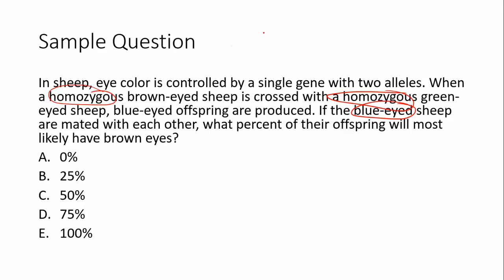So let's say we have brown and we have green-eyed sheep. You've got one that's got 2 genes for brown and another one that's got 2 genes for green. Well, if those two mate, all of their offspring are going to have one brown gene and one green gene, and that's going to make them blue-eyed. So if we have 2 blue offspring mated with each other, that's going to be BG by BG. If I do that, I want to know what percentage will be brown.